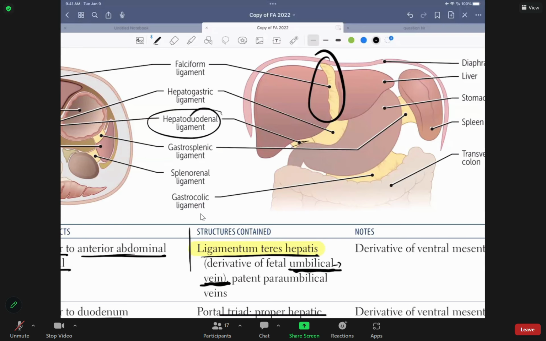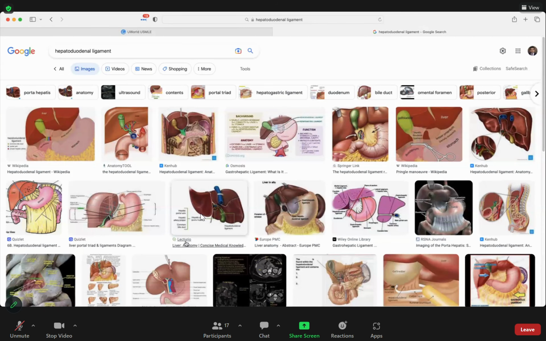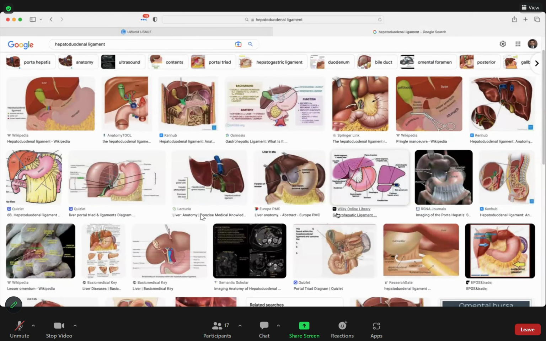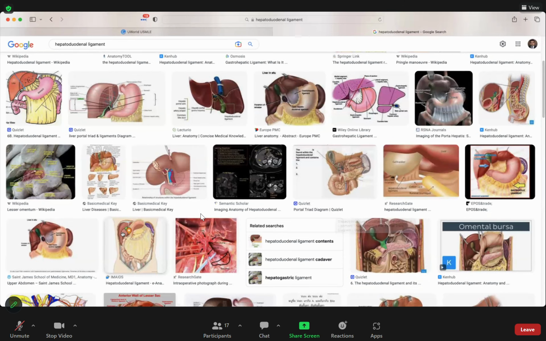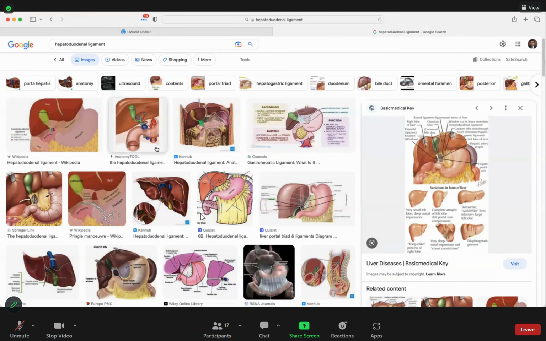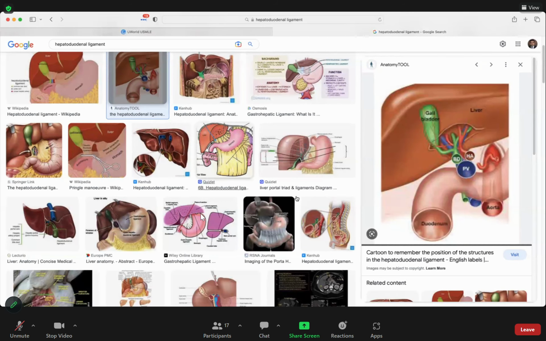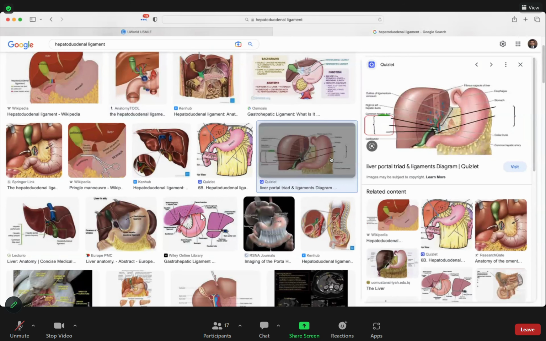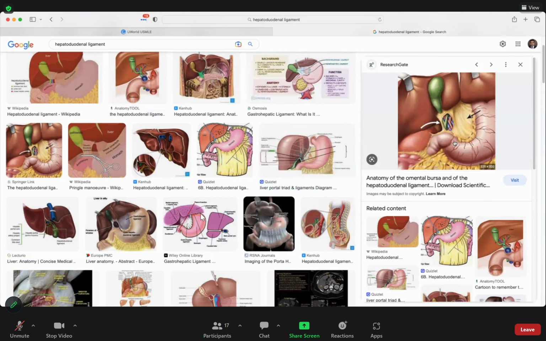The structure hepatoduodenal ligament is very important to understand. So let's go back and take a look. Now, if you see here, this is the liver, right? This is the liver, and this is the duodenum, the first part of the duodenum. There's a ligament connecting. Can you guys see that? That is your hepatoduodenal ligament.